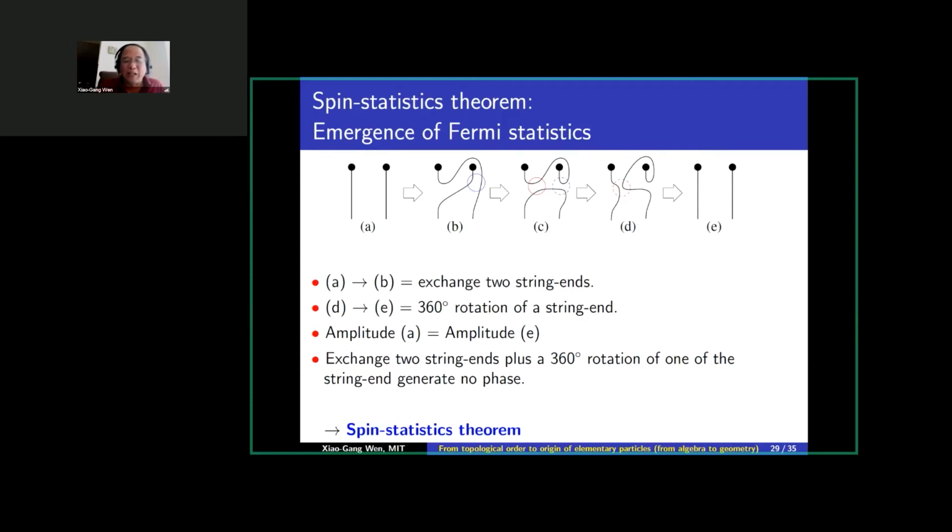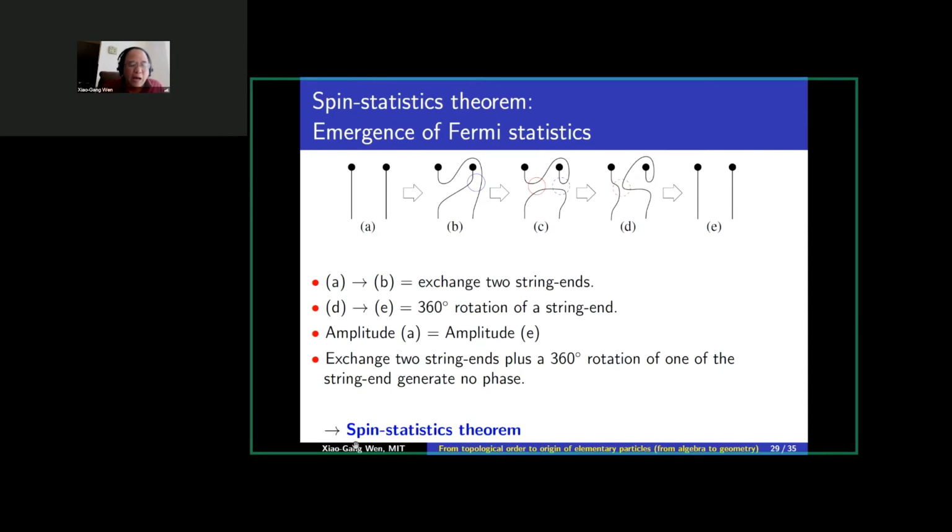Then we find something quite interesting. That is, exchanging two particles is like rotating one particle by 360 degrees. You know, this became hooked. So it's like changing one straight string to a hooked string. Okay. So therefore, exchanging two ends of string corresponds to rotation of one end of string. Then from here we immediately conclude that we have a spin-statistics theorem.